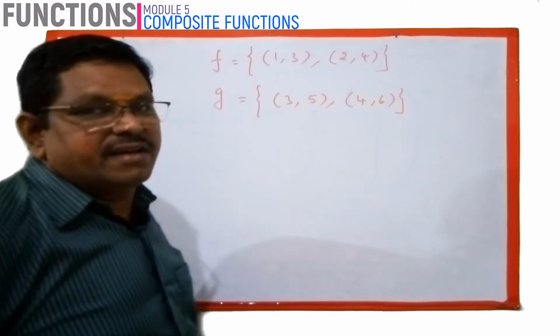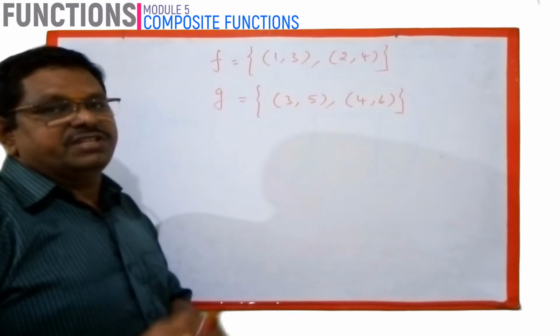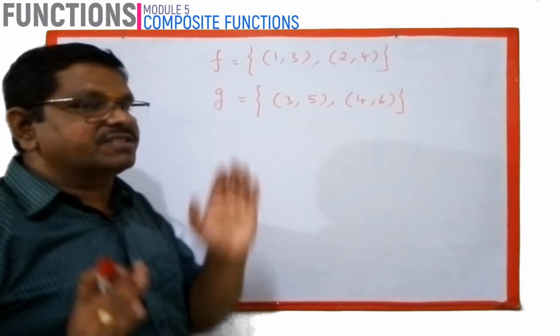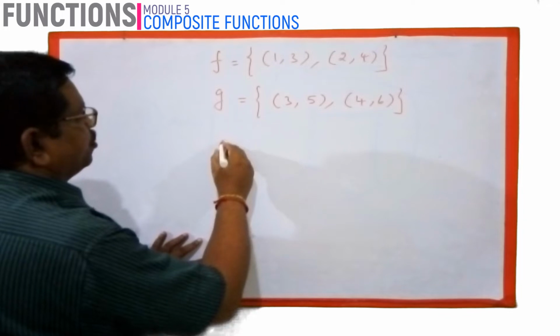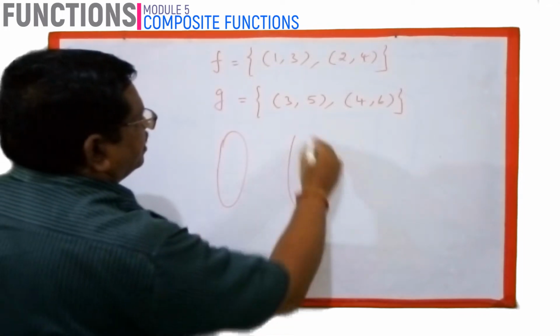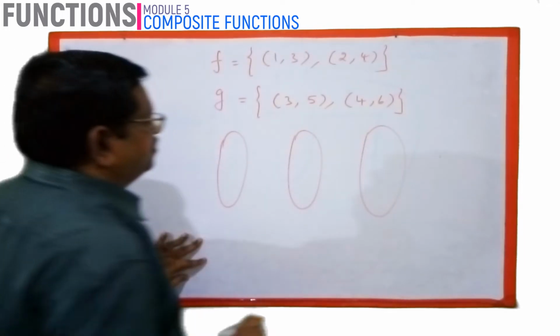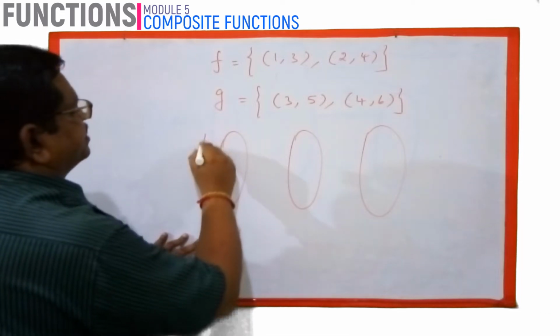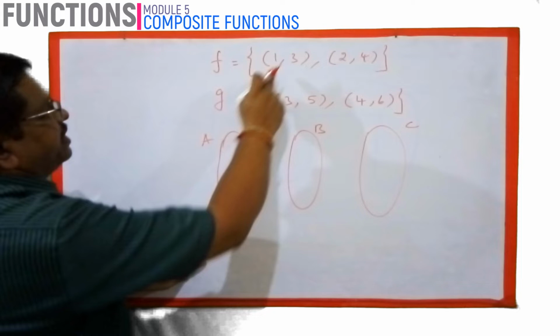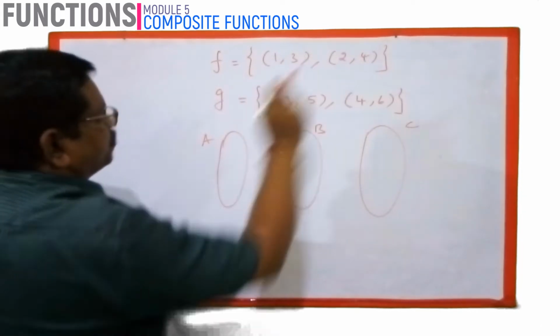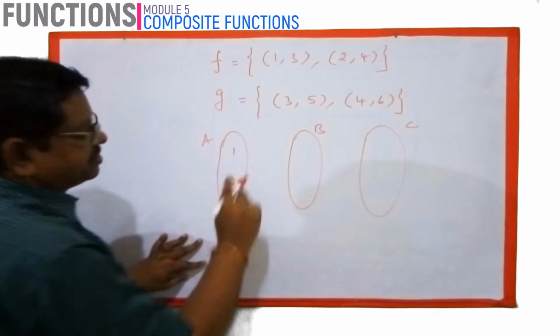Now let us make the g composite f function. That means a composite function between g and f. How can we make it? Look here. First we can represent them with the sets, set A, set B, set C. Remember, set A has elements 1, 2. Only the first elements.